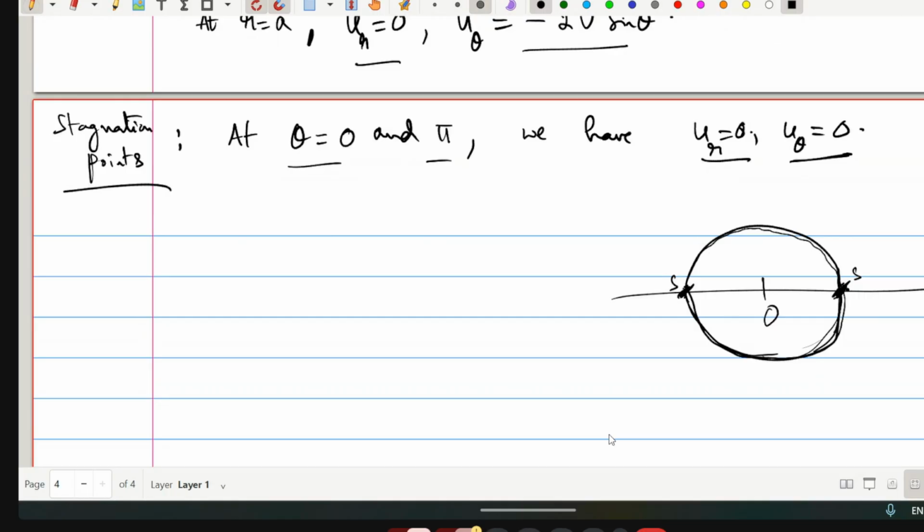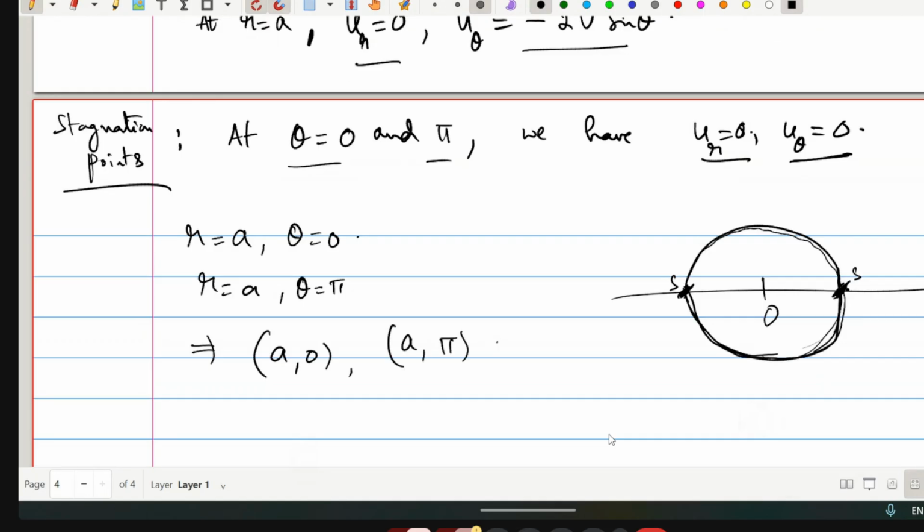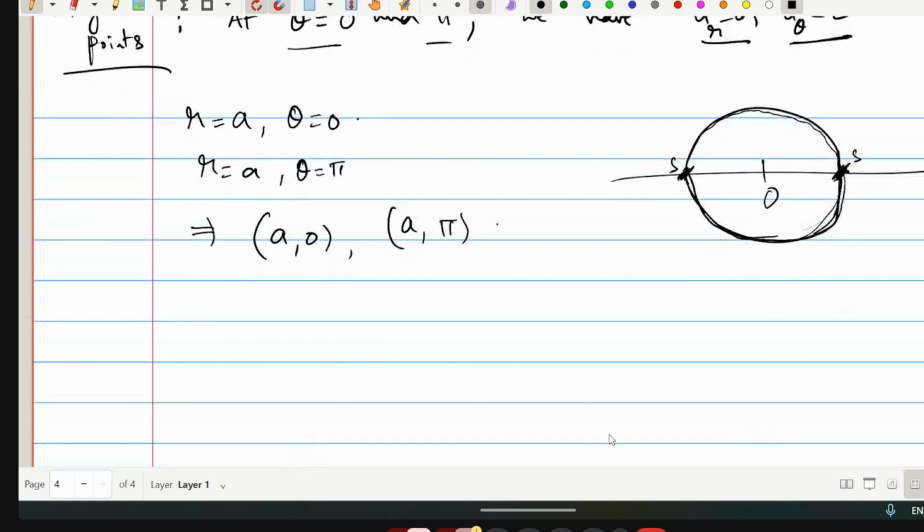Obviously if it's passing through, what are those points? R equal to a and theta equal to 0, right? And r equal to a and theta equal to pi. These are your stagnation points, right? So that is a comma 0 and a comma pi. So passing through this at this value, what is your u_r? Okay, what is your psi? Can you get your psi?